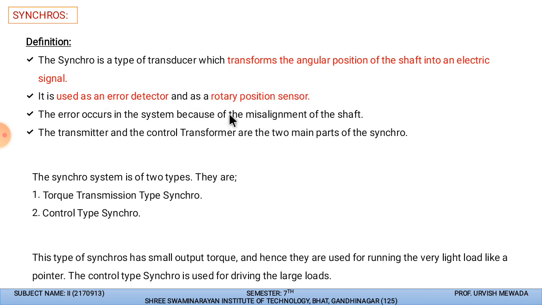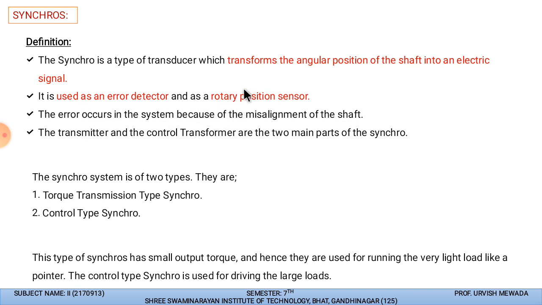Now when an error occurs in the system because of misalignment of the shaft, the transmitter and the control transformer are the two main parts of the synchros. So when the error occurs, the motor, or we can say the synchronous machine, will change the position of the shaft according to the error detection. Whatever the error is at the output, according to that error, the other machine which is synchronized with the synchronous machine will change its position.